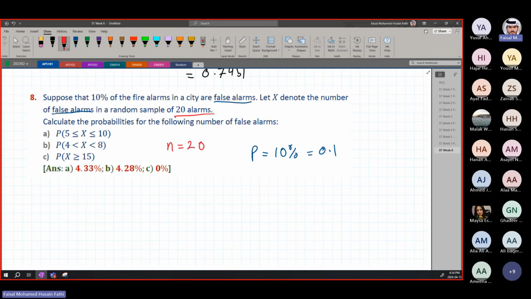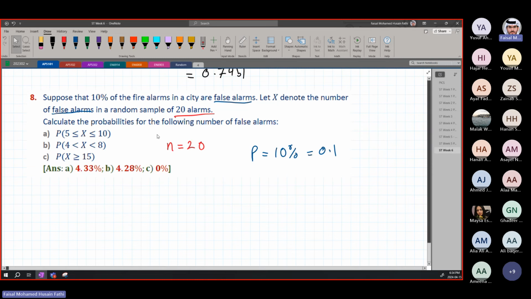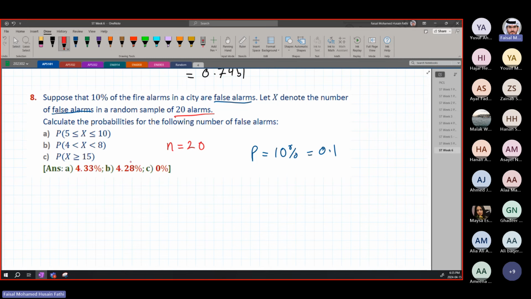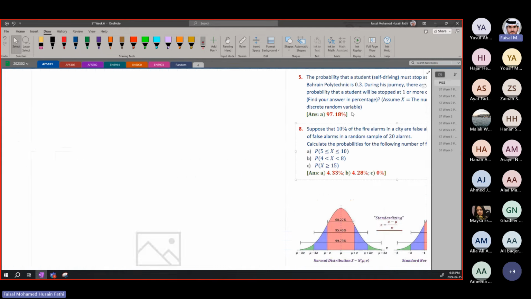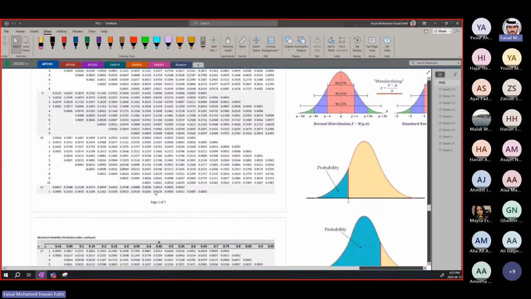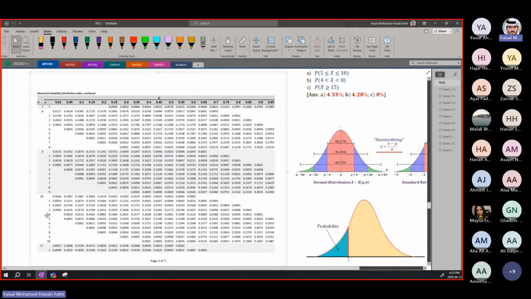Once you get your N and your P, you can solve for P of any value. Here we're going to solve using the table. It says calculate the probabilities for the following number of false alarms. The first one is P of 5 less than or equal to X less than or equal to 10. I'm going to solve this purely using tables. So we go to the table where n is equal to 10. Let's take this one.